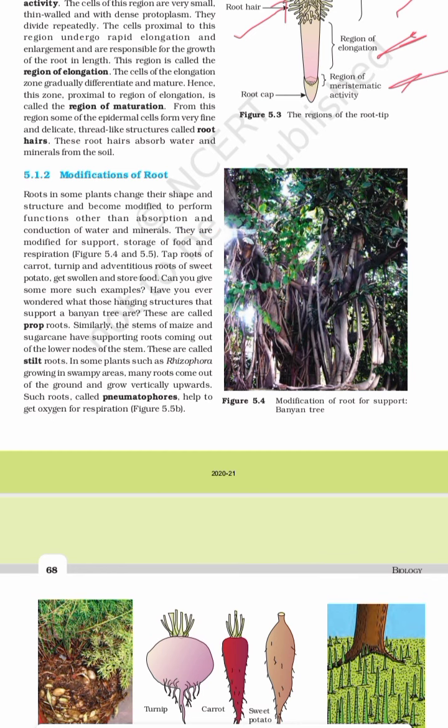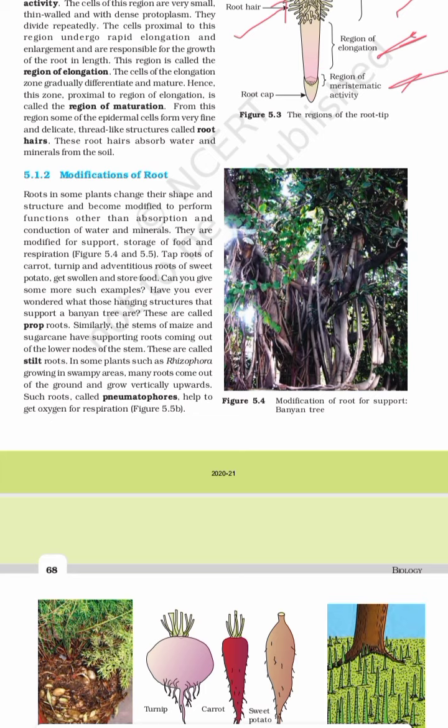See, the taproot of carrot, turnip, and the adventitious root of sweet potato, they get swollen up and they store food, right? This we have already learned in our previous standards also, right? That there are these types of root systems. For example, carrot, you can say turnip, these are tap roots. We can get carrot and turnip from the root part.